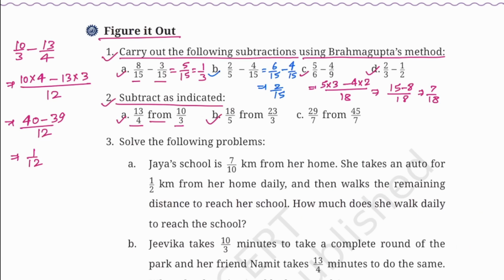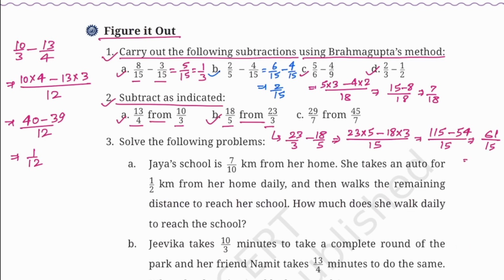B. 18 upon 5 from 23 upon 3. The answer is 4 whole 1 upon 15. Similarly, you can do C.